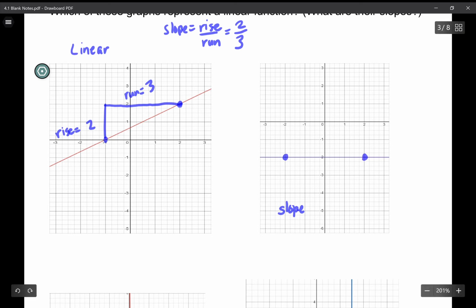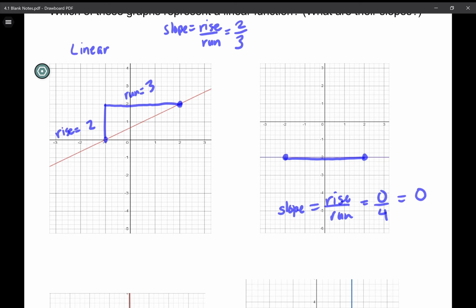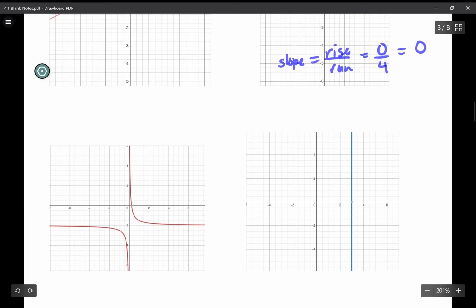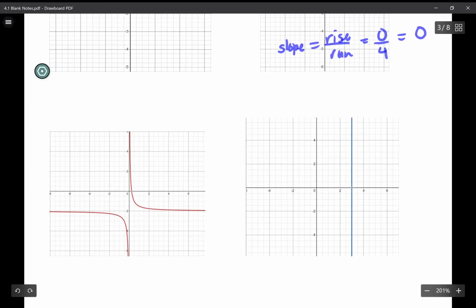All right, so my rise from this point to this point is 0. And my run is 1, 2, 3, 4. 0 over 4 is 0. Remember, you can divide 0 by something and still get 0. I can give nothing to 4 people easily. All right, just for fun, let's do the next one. Of course, we're going to do the next one.